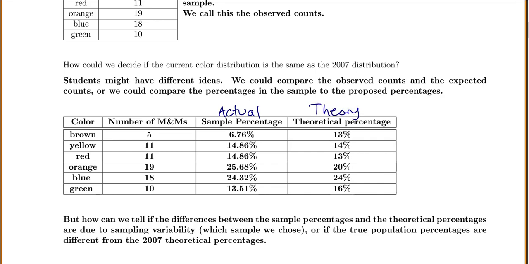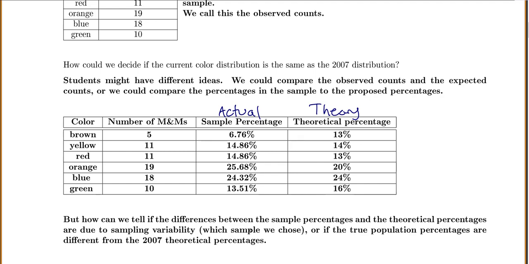So I was supposed to get 13% brown, but I only got 6.7. I was supposed to get 14% yellow, but I got 14.86. Well, that's actually pretty close. 13 and 14, that seems pretty close, but 20 and 25%, that seems a bit off. 24 and 24.32, that's really close. 16 and almost 13 and a half, that's a little farther apart. So we're not exactly the same, but I probably wouldn't expect my sample to be exactly the same as my theory.